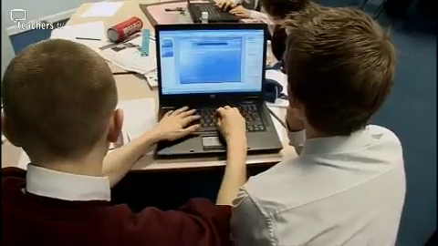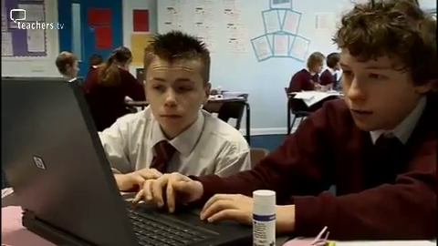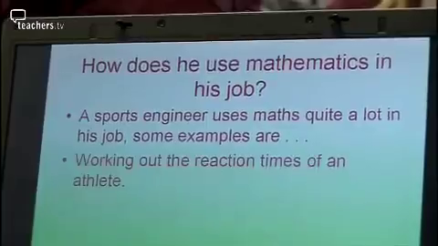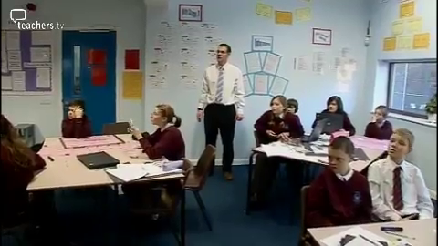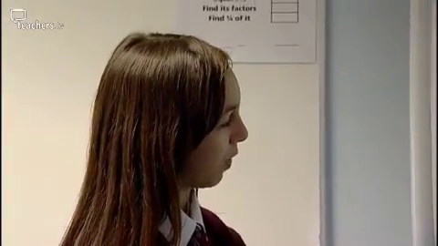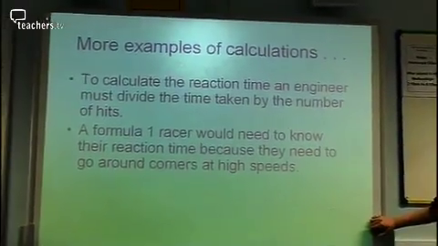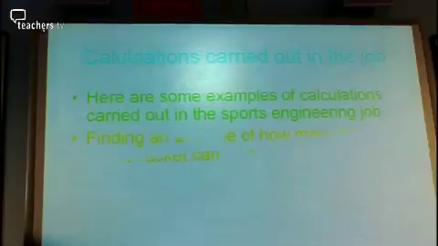The students will also be using the internet to find out about other jobs that use mathematics, presenting the results to their fellow classmates. To calculate the reaction time, an engineer must divide the time taken by the number of hits. A Formula 1 racer would need to know their reaction time because they need to go around corners at high speeds. Here are some examples of calculations carried out in the sports engineering job.